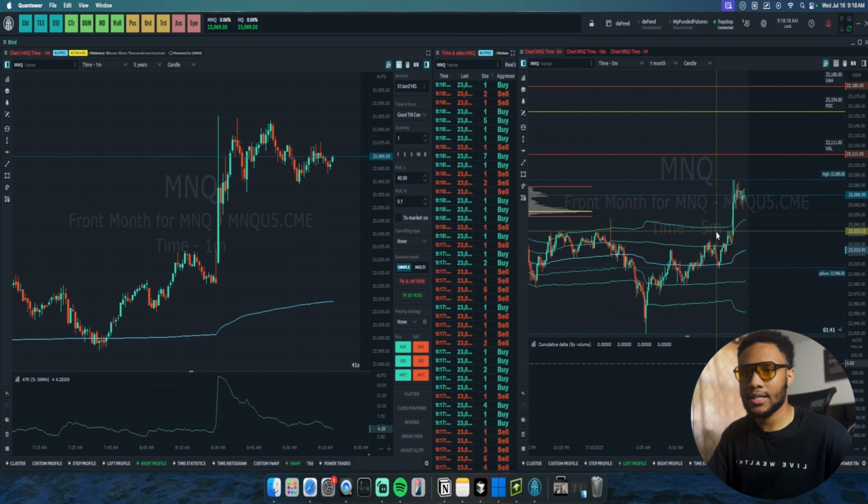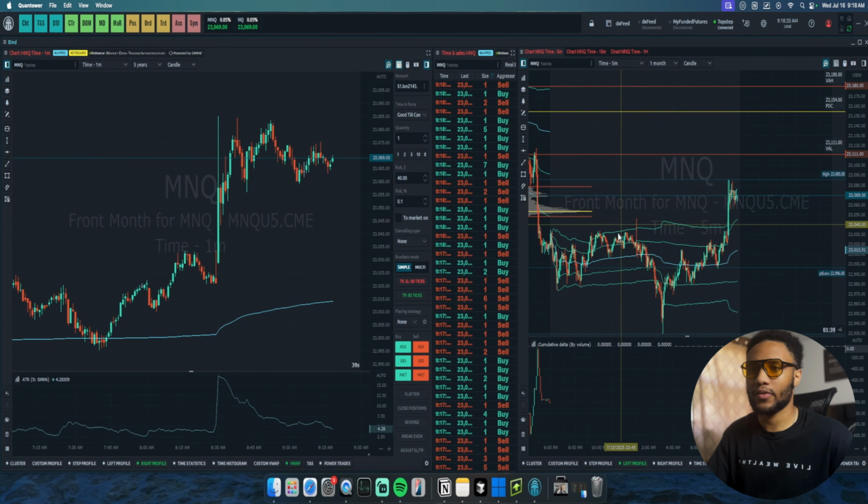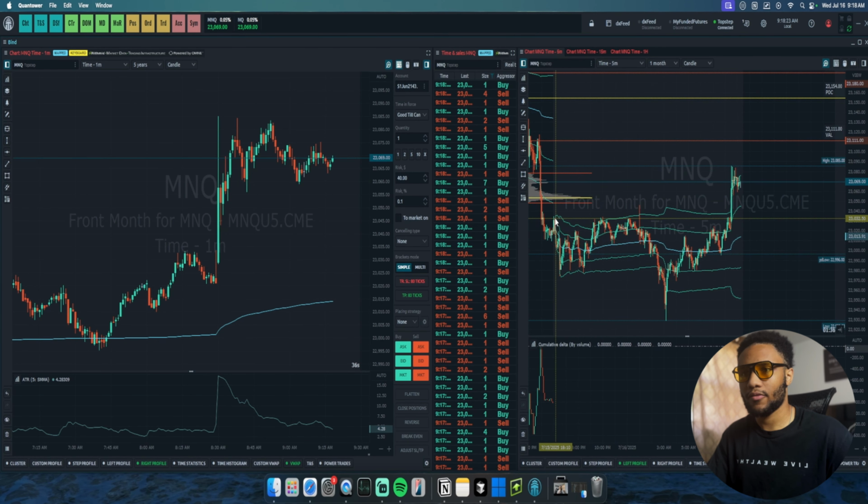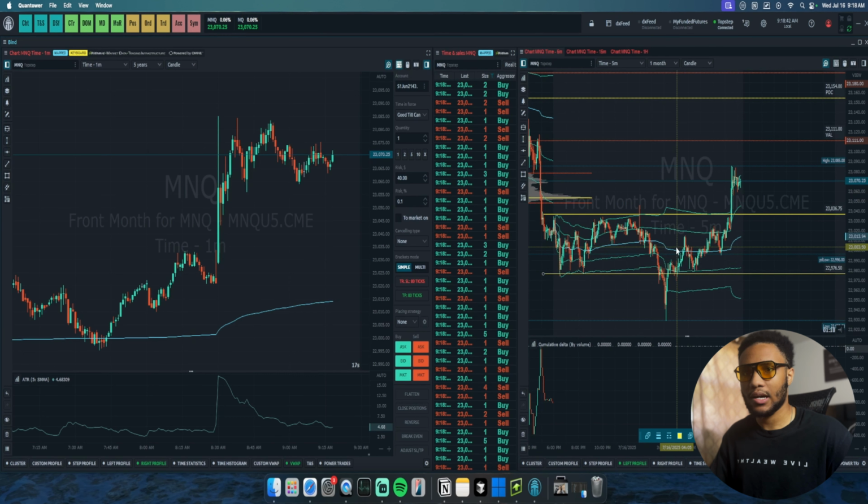Next thing is I like to get a sense of what happened in the overnight session. So as you can see from the open of the overnight session, we ranged between two extremes. We had a breakout of this extreme, which was quickly followed up by another breakout to the extreme above. So what I want to do is mark out these two levels here as a potential zone that price can maybe come back to.